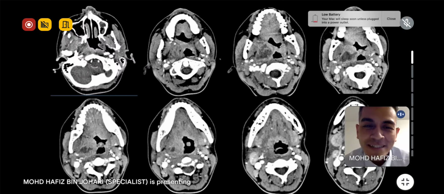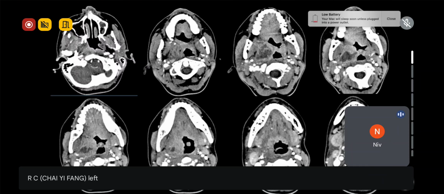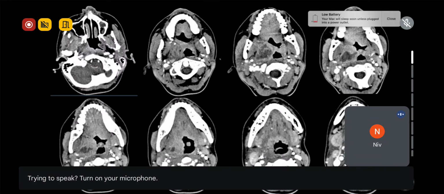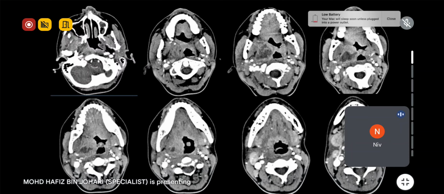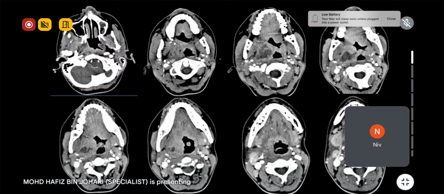There is an irregular, ill-defined rim enhancing collection seen at the right peritonsillar region, in keeping with a right peritonsillar abscess. There is some narrowing of the oropharyngeal airway. Yes, very good. You mentioned everything that I want to hear, Niva. There is deviation of the uvula to the contralateral side.